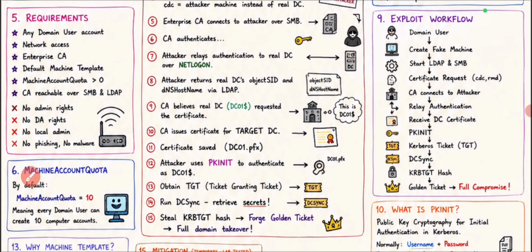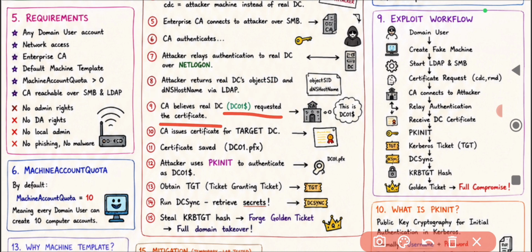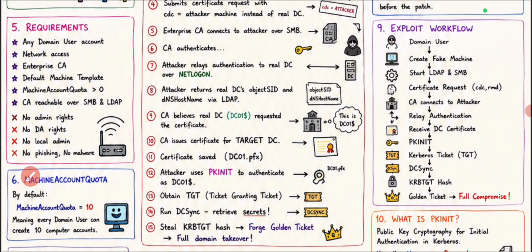Then the attacker returns the real DC object SID and DNS hostname via LDAP. The CA believes the real DC requests the certificate. The CA issues a certificate for the target DC, then the certificate is saved. Then the attacker uses PKINIT to authenticate as DC01 and obtains the ticket granting ticket, or TGT, then runs DCSync, retrieves the secrets, then steals the KRBTGT hash, forges a golden ticket, and achieves full domain takeover. So this is the attack flow.